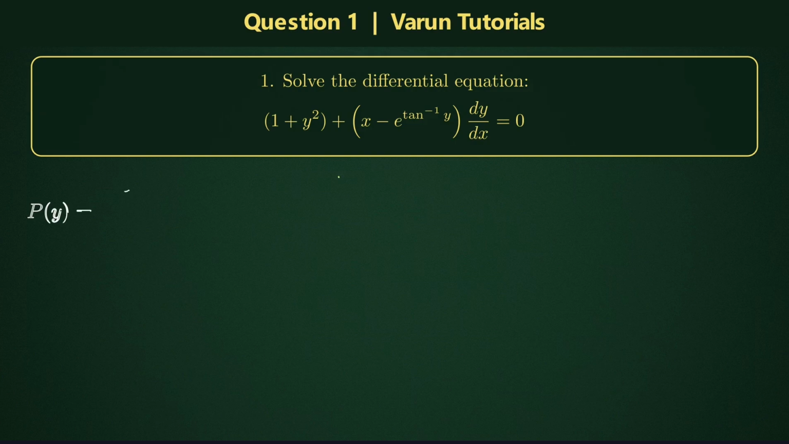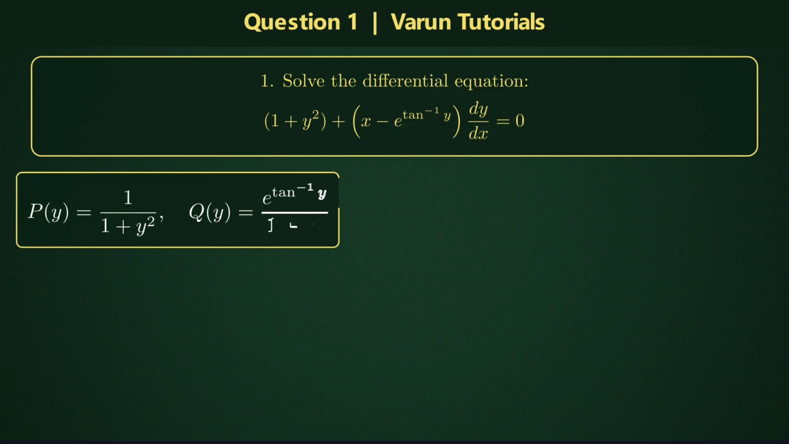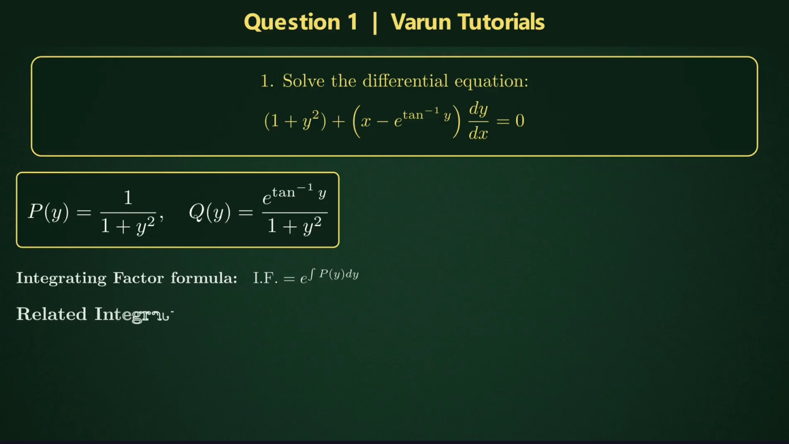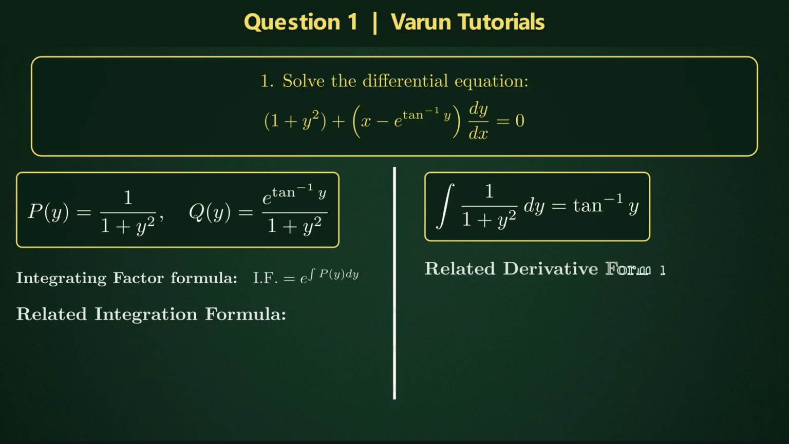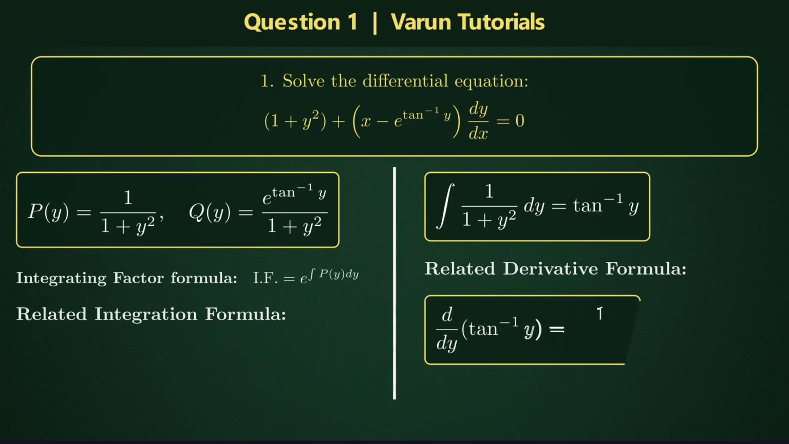P of y is 1 over 1 plus y squared, and q of y is e to the tangent inverse of y, over 1 plus y squared. The integrating factor, or IF, is calculated using the formula, e raised to the power of the integral of p of y, dy. Let's recall the related standard integration formula. The integral of 1 over 1 plus y squared, dy, is equal to tangent inverse of y. Let's also recall the related derivative formula for tangent inverse of y. The derivative of tangent inverse of y with respect to y is 1 over 1 plus y squared.